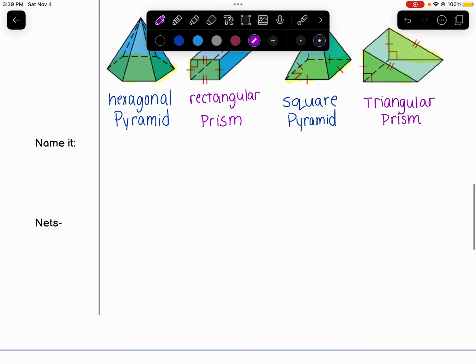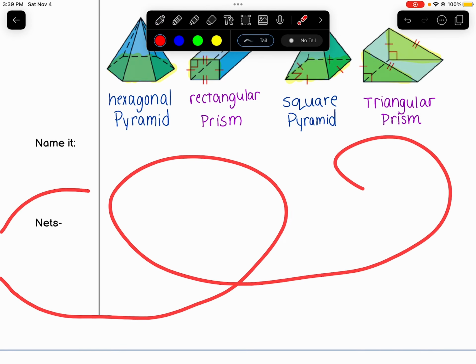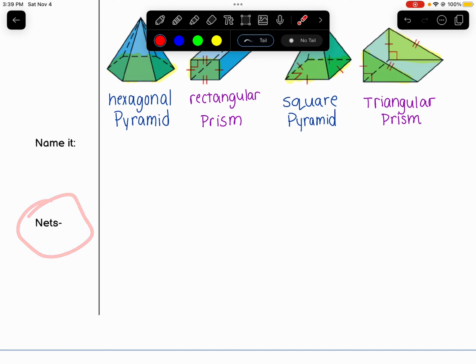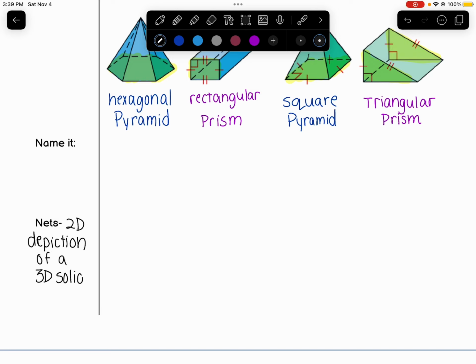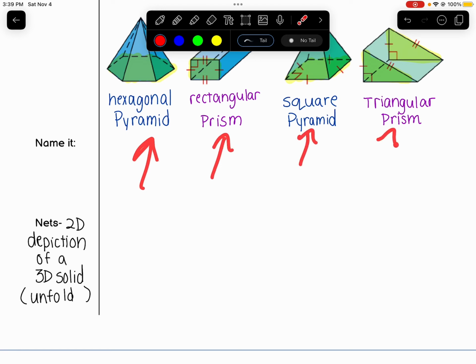And so now we have a lot of space for us to sketch some nets. And so what is a net? A net is a 2D, two-dimensional depiction of a 3D solid. It's as if you were to take your solid, your box or your pyramid, and you were to unfold it. What would it look like if it was unfolded? And so we're going to sketch the net of each of our polyhedrons above.